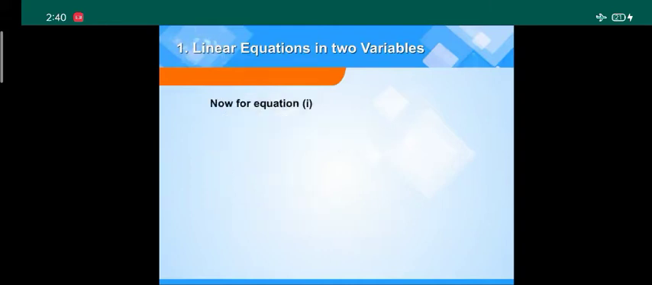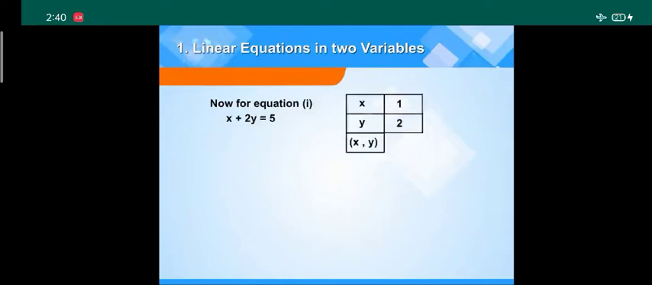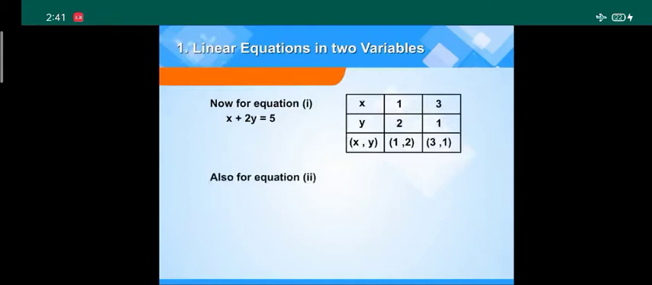Now, for equation number 1, x plus 2y is equal to 5. X is 1, y is 2. Coordinates of xy are 1 and 2. Similarly, x is 3, y is 1. Coordinates of xy are 3 and 1.